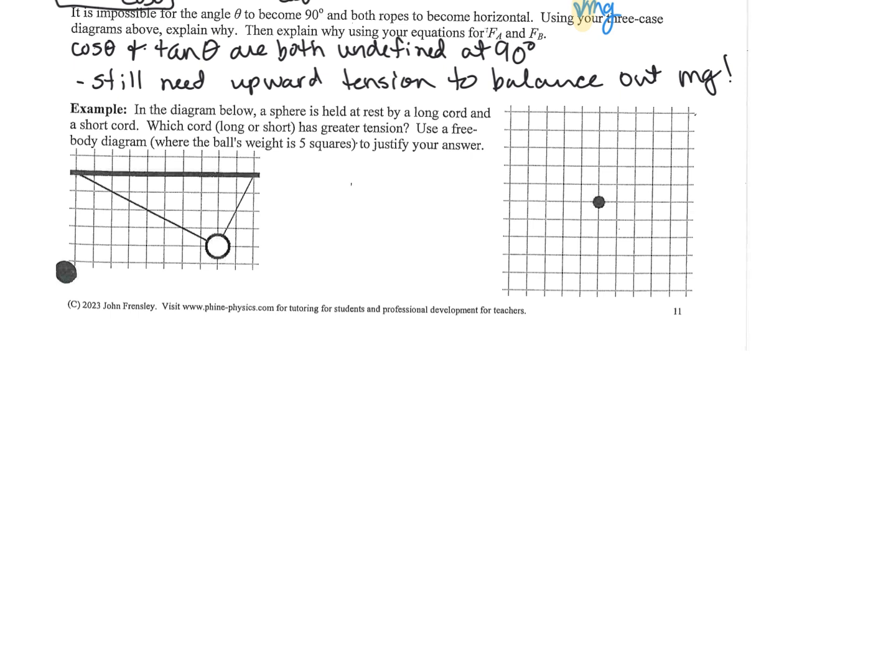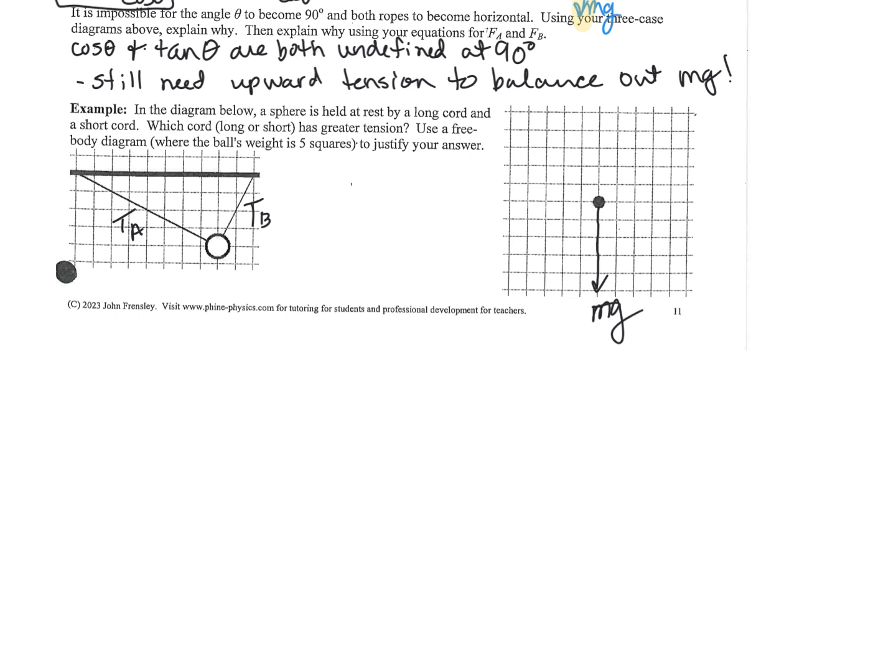So next example. Sphere is held at rest by a long cord and a short cord. Yep, we've got a long cord and a short cord right there. So we have T sub A and T sub B. Ball's weight is 5. So 1, 2, 3, 4, 5. This is mg. Cool. We know there's a lot more vertical tension in B and a lot more horizontal tension in A, so we need everything to match up. Since there's a lot more vertical in B, and we've got 5 here, we're going to split it between 1 and 4.